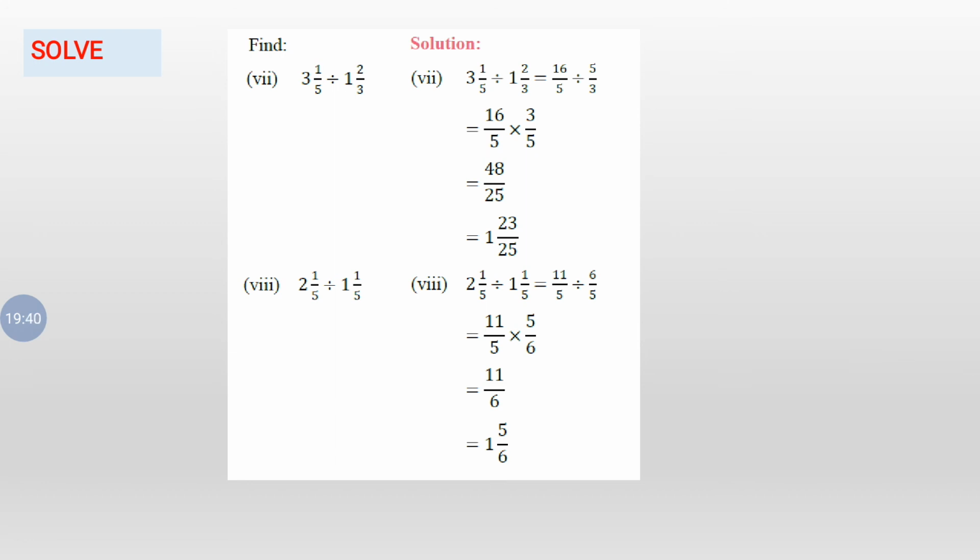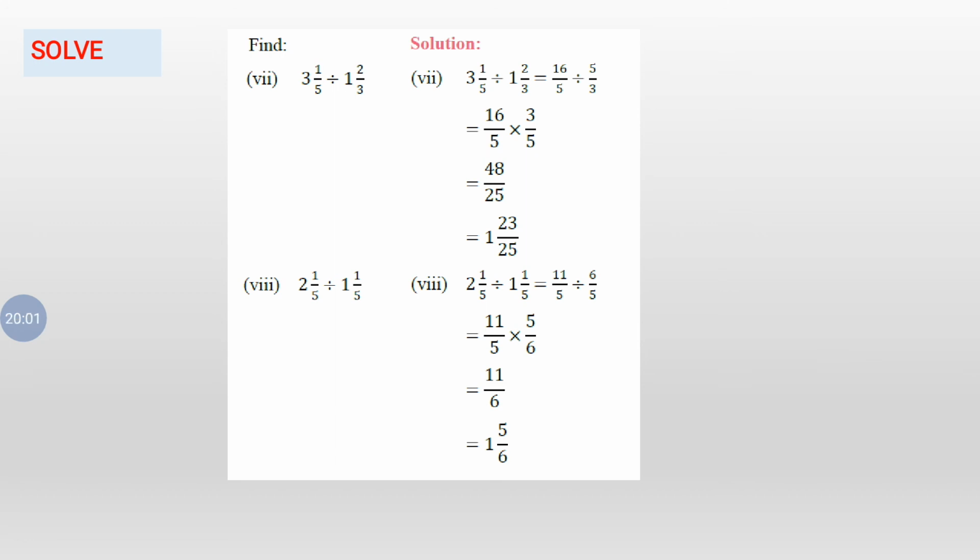Next one, 2 1 by 5 divided by 1 1 by 5. The mixed fractions are converted into improper fractions. 2 5s are 10, 10 plus 1, 11 by 5. Then 1 5 is 5, plus 1, 6 by 5. So the fractions are 11 by 5 divided by 6 by 5.